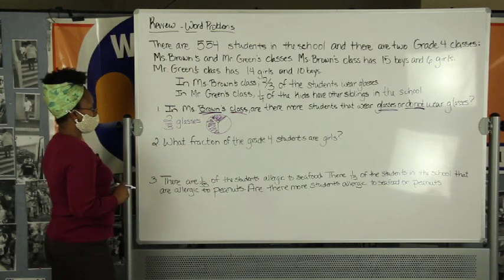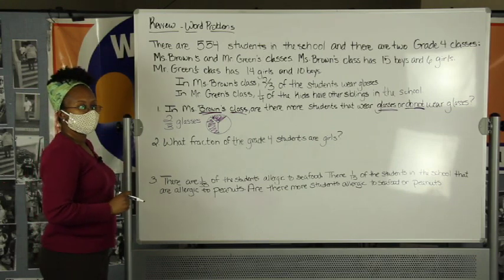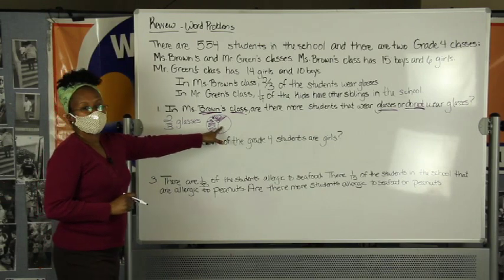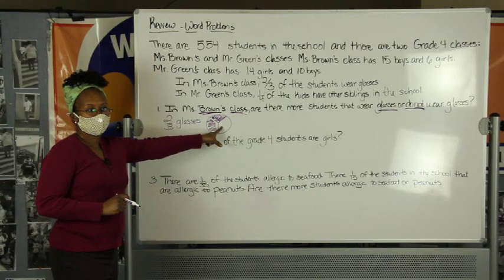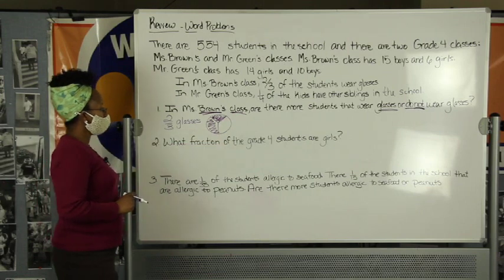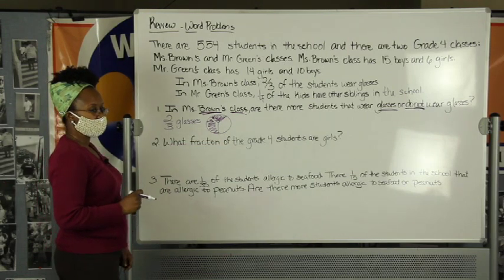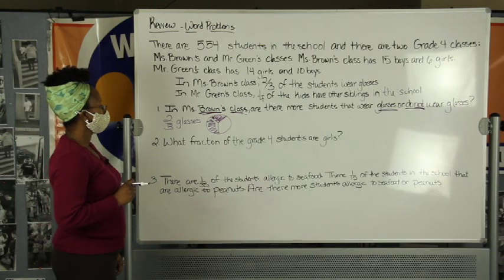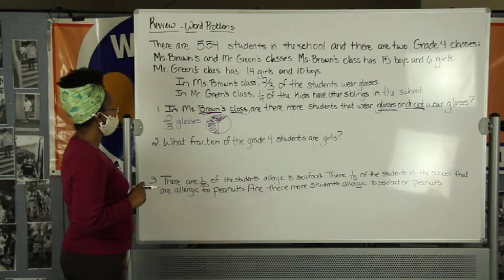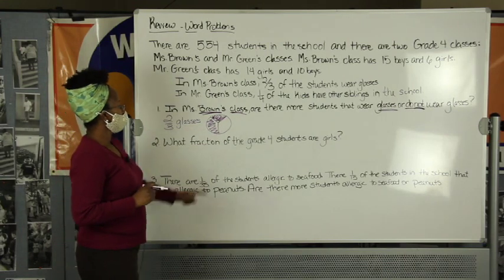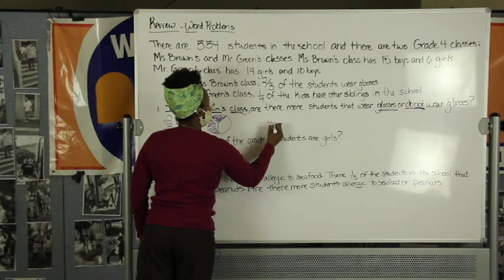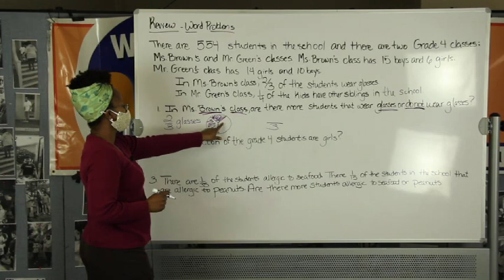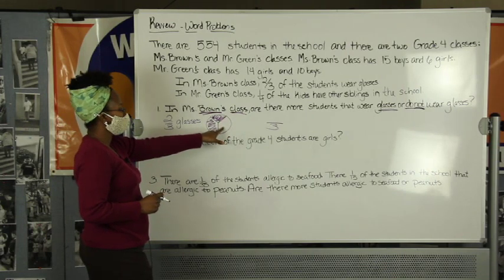So 2/3 wear glasses. What can we gather from this information? These students don't wear glasses, right? A whole is when you have the top and the bottom, the numerator and the denominator, the same. That would make it a whole. So the part that's missing of the 3 parts is this 1. And that's the number of students that don't wear glasses.